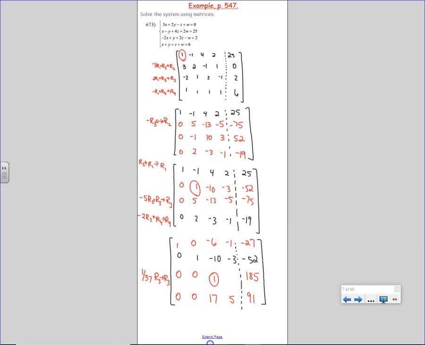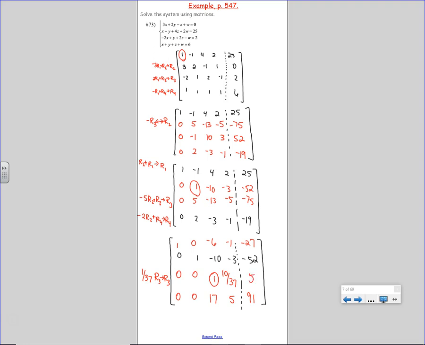Is anybody trying 185 over 37 to see if it does? That'd be a problem. Just 5? Just 5. Oh, sorry, I forgot it was 37. Okay, so one nasty fraction, but it could have been worse, right?